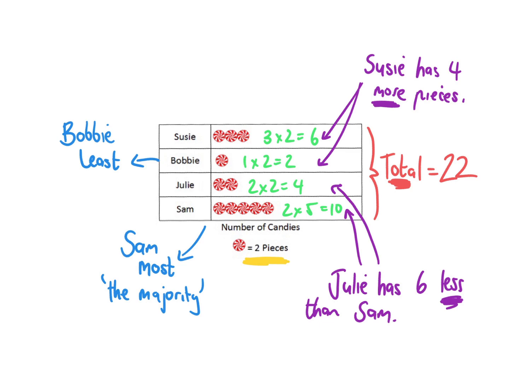In total, we can see that 6 plus 2 plus 4 plus 10 equals 22. So the students have 22 pieces of candy altogether.